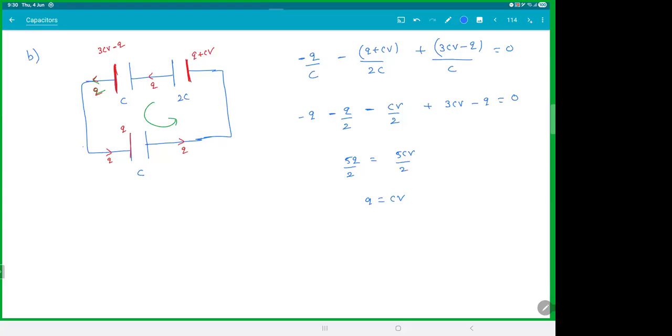Remember, this is the charge going from the capacitor. This is not the final answer. I hope my calculations are right. So what are the final answers? The equations are right. 3 minus 1 is 5 by 2. Yeah, looks right. So this guy will have a charge of 3CV minus CV, 2CV, minus 2CV. This guy will have CV, minus CV. This guy will have 2CV, minus 2CV. Is the answer clear, everyone?